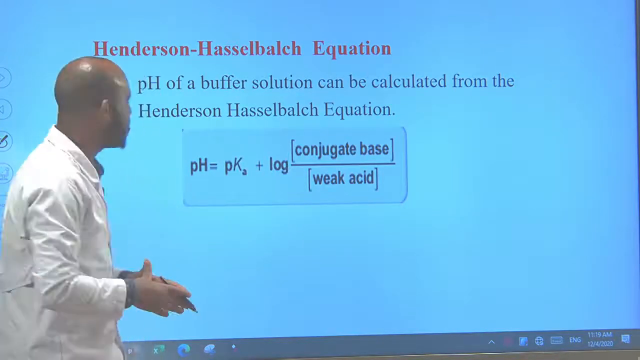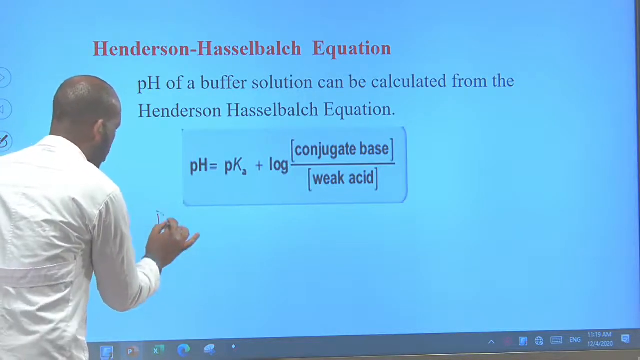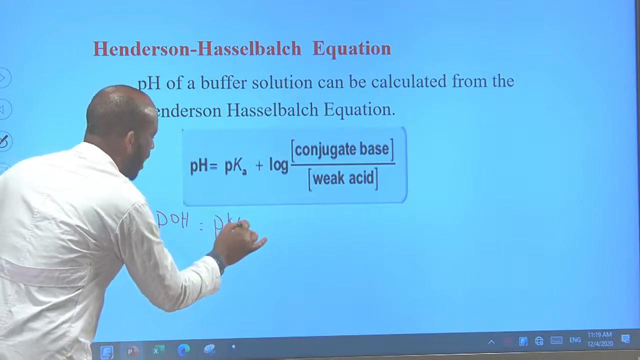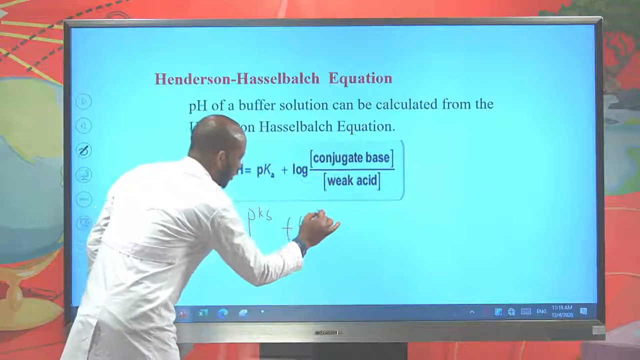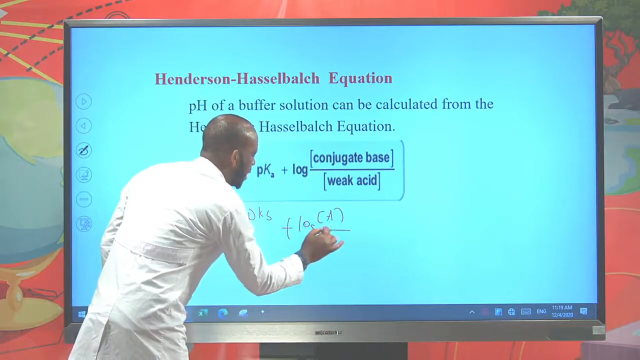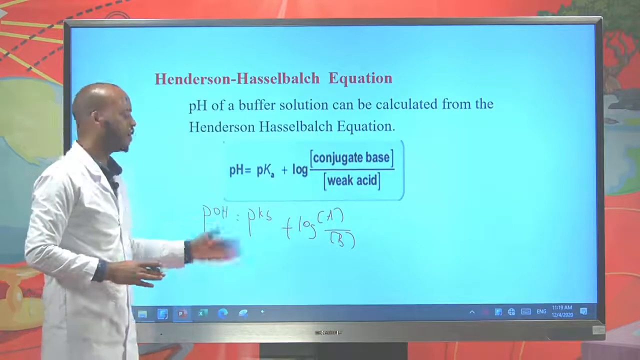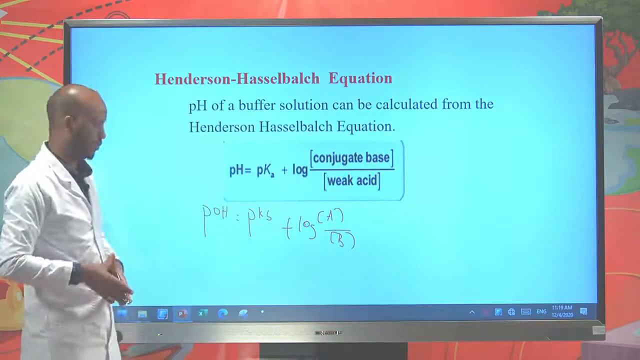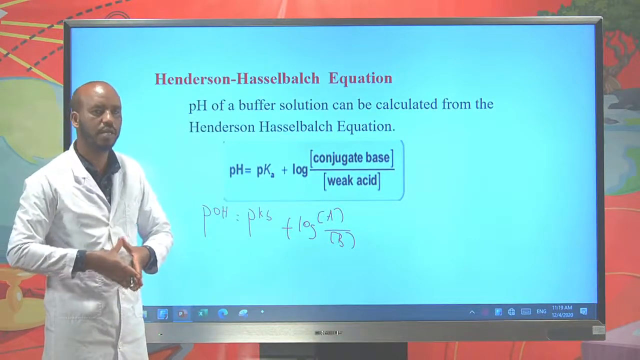For a basic buffer solution, pOH equals pKb plus log of acid concentration divided by base concentration. This is for a basic buffer solution. The equation is known as the Henderson-Hasselbalch equation.